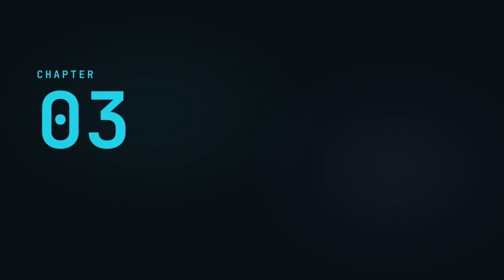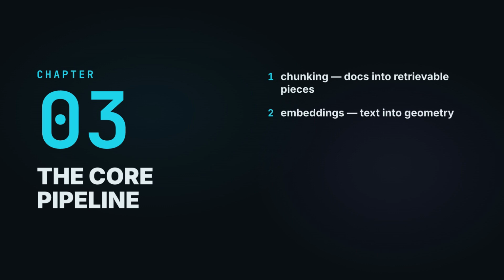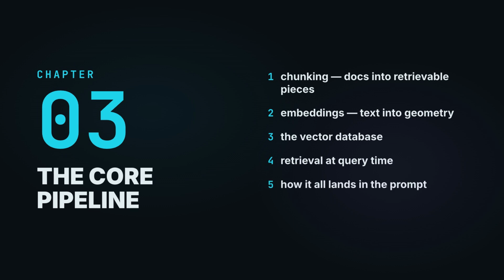Chapter 3. The core pipeline. This is the heart of the video. We will walk through 5 things. 1. Chunking, cutting documents into retrievable pieces. 2. Embeddings, turning text into geometry. 3. The vector database. 4. Retrieval at query time. And 5. How it all lands in the prompt. We will follow one question through the entire machine.